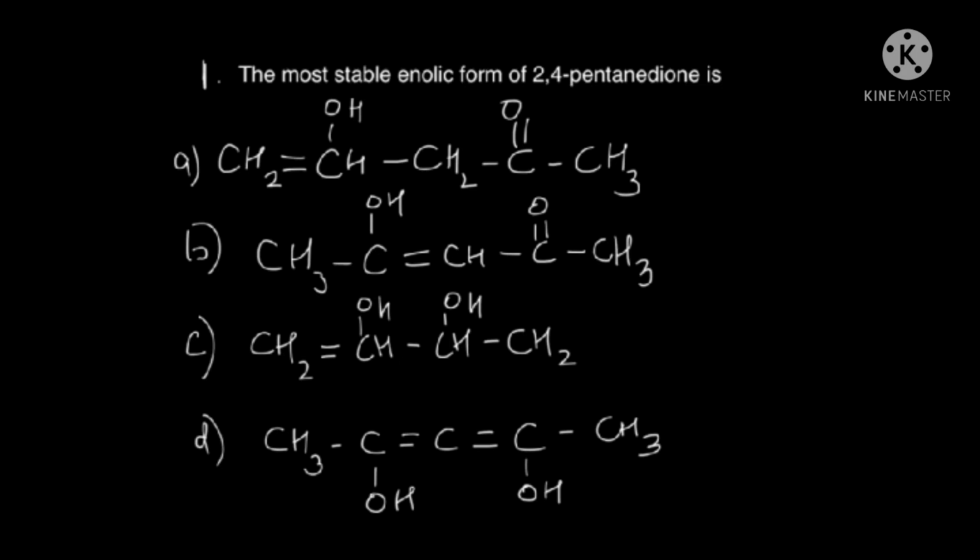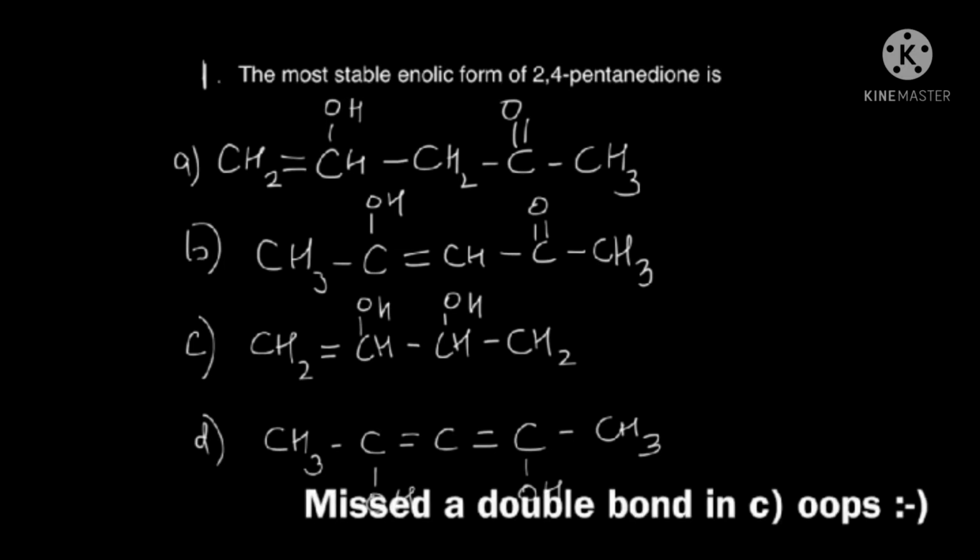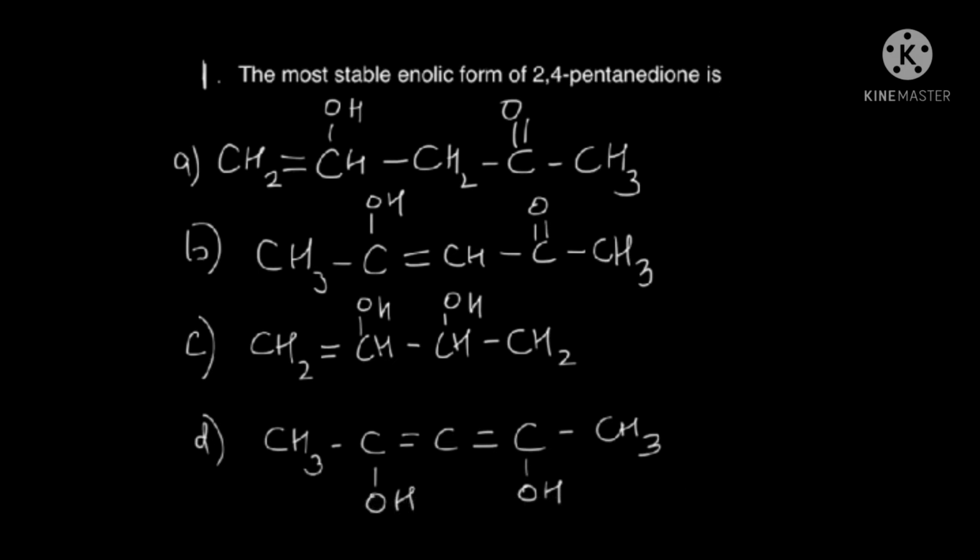We will take a look at two questions that were asked by Pankaj. The first question that he asked was, the most stable enolic form of 2,4-pentane dione is, and these are the four options. Okay, so before I solve this question, let us see what an enol is.